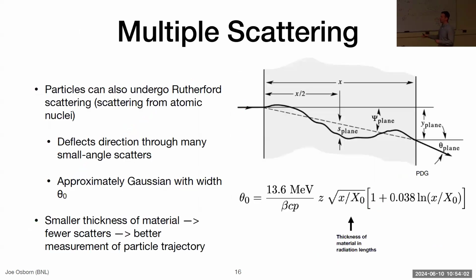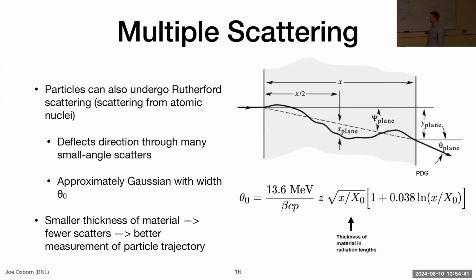Okay, so let's switch gears a little bit and go back to our discussion about material interactions and talk about Rutherford scattering. So particles can also undergo Rutherford scattering, where there is some scattering from an atomic nucleus. How this manifests itself is by deflecting the particle's direction through many small angle scatters. The cartoon from the PDG is shown here, where you have some particle that's incident on some material, and it maybe undergoes some small angle scatters that are represented by this characteristic angle here called theta plane.